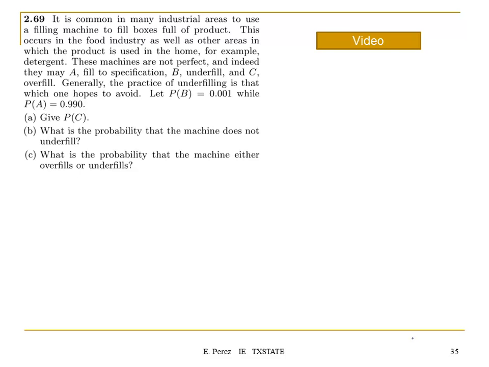This occurs in the food industry as well as other areas in which the product is used in the home, for example, detergent. As you know, machines are not perfect, so there are some events that can happen. For example, event A is when you fill to specification, B is when you underfill, and C is when you overfill. The general practice of underfilling is that which one hopes to avoid. So we don't want to underfill to sell to your customers.